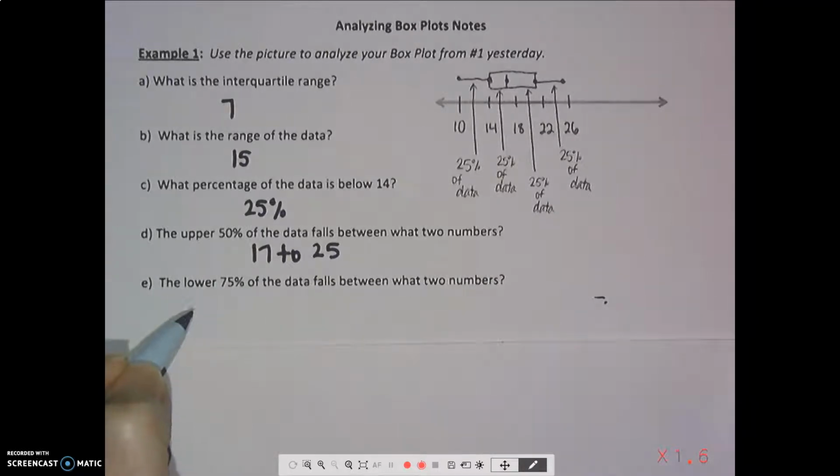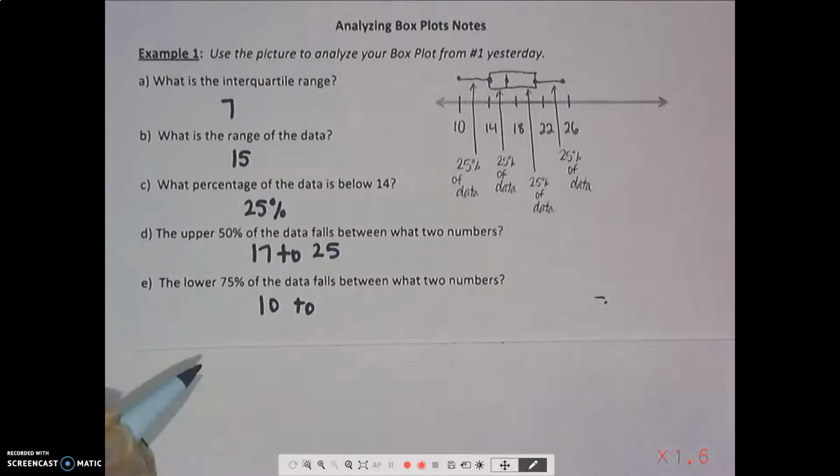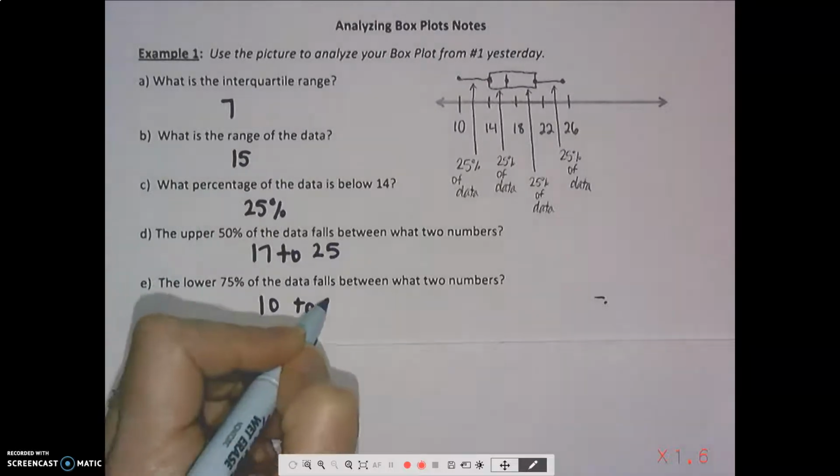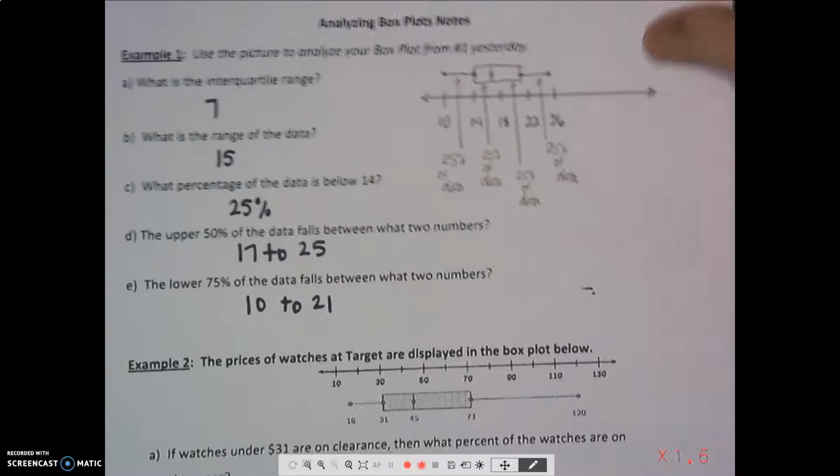The lower 75%, so 75% would be 3 chunks. That means we're starting with the minimum and we're going to the upper quartile, which was 21. So from 10 to 21 is the lower 75% because that's 3 chunks of data. All right, let's take a look at another one.